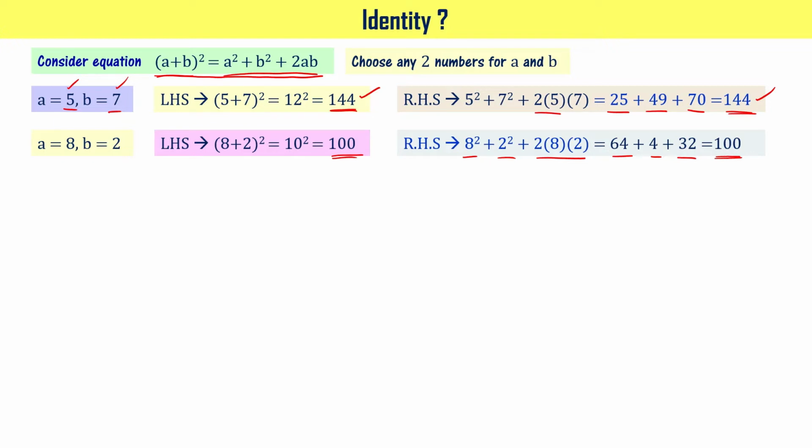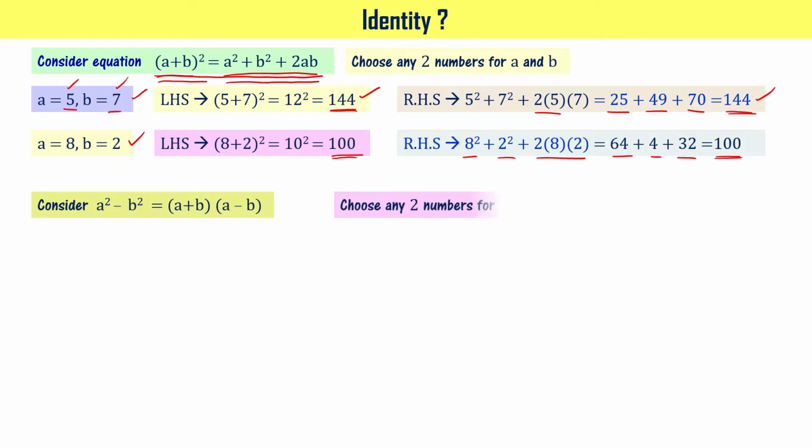So that's why you can say that (a + b)² = a² + b² + 2ab is an algebraic equation. It is valid for different sets of numbers, right? Let me consider another equation, a² - b² = (a + b)(a - b), right? We know this formula also. Let's choose two numbers for a and b.